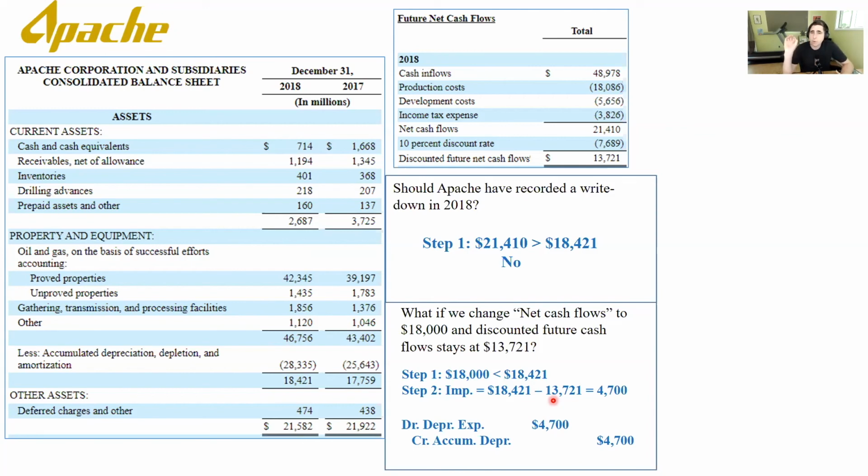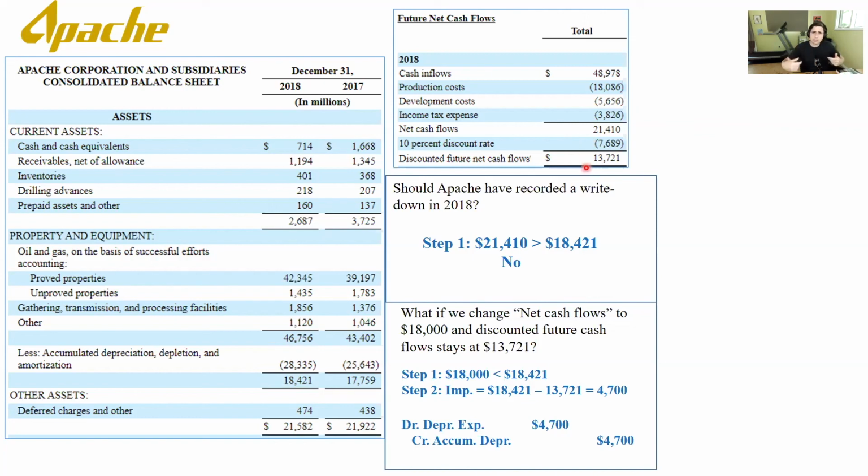And let me just say one thing about this two-step test. It's meant to avoid asset impairments for companies with property, plant, and equipment, okay? So you could have a scenario, and in fact, the reason I picked Apache is they do have the scenario where, assuming 10% is a fair discount rate, the fair value of Apache's property and equipment is lower than its book value. Do you see that? Apache has a book value of property and equipment of 18.4 billion, but the fair value of that property and equipment is only 13.7 billion.